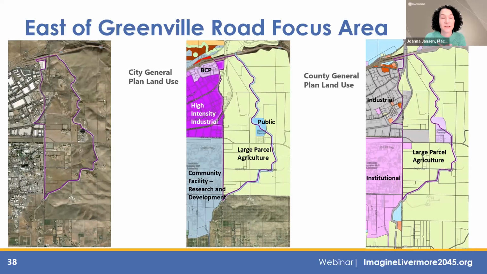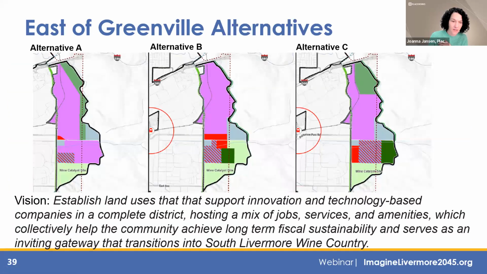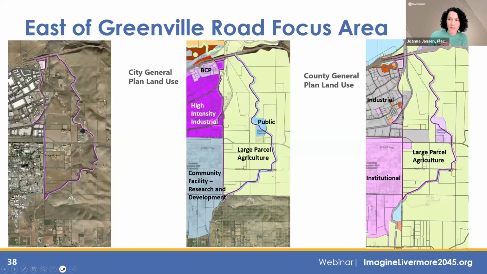And then finally, the east of Greenville Road focus area. This is number 5 of 5. This area is located mostly east of Greenville Road, which is here on our map. It extends from 580 in the north down to about East Avenue in the south. And this eastern curvy border follows the aqueduct out here.